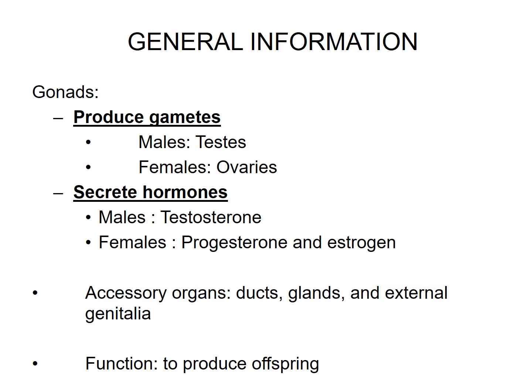Let's begin with an overview of some terminology of the reproductive systems. So first off, I want to introduce this term gonads, and gonads are the specific sex organs in both male and females that produce gametes, which are the cells or the cell structures that actually form or make the baby. So the male gonads are called the testes or the testicles, and the female gonads are the ovaries.